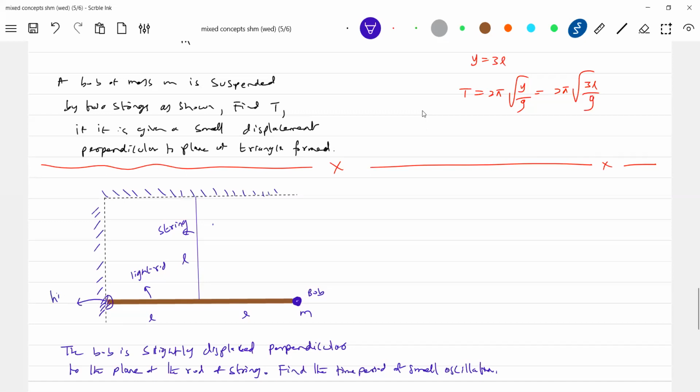It is hinged and can rotate in all directions. Okay, the string, what has happened? Will it permit it to oscillate like this? We are not understanding what actually this oscillation is and how it will be.